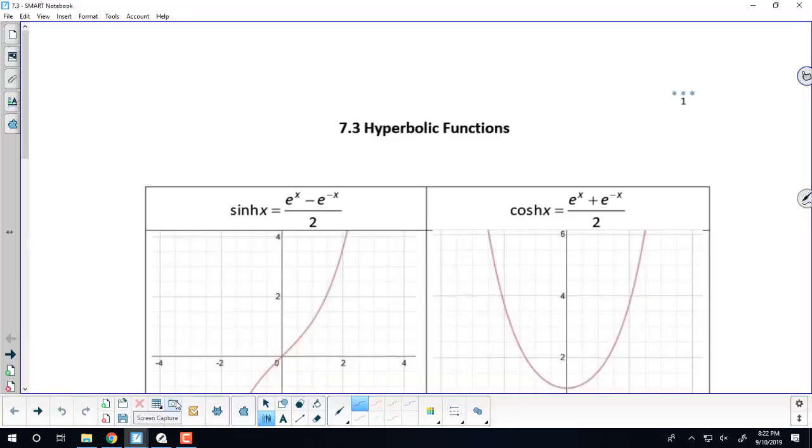So in 7.3, we look a little bit at the hyperbolic trig functions. And we'll see the analogy in a minute, but the two primary hyperbolic trig functions are the hyperbolic sine and the hyperbolic cosine. This hyperbolic sine is read sinh of x.